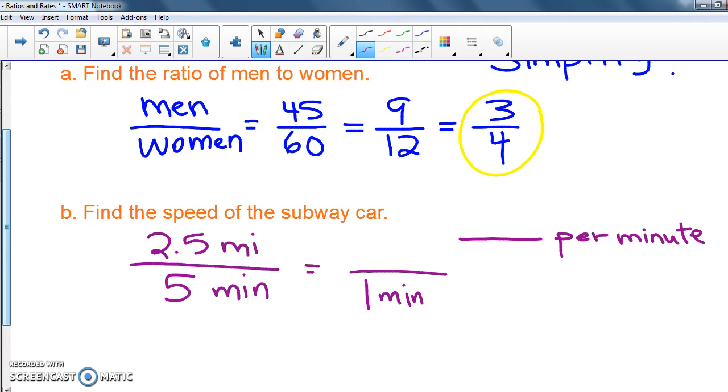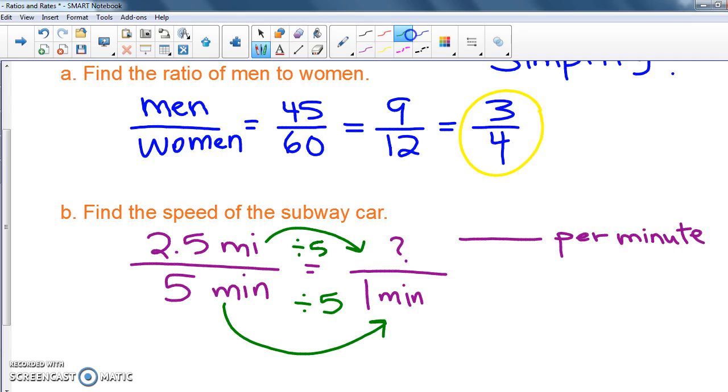Now I have to figure out what goes here. The way I'm going to do that is I'm going to figure out how did I get from here to here. Well, let's see. If I have 5 and I get to 1, that's going to be divided by 5. Okay, you cannot use subtraction, so it has to be division. That means I have to do divided by 5 up here. And if you do 2.5 divided by 5, you're going to get 0.5. So that means the subway car travels half a mile every minute.